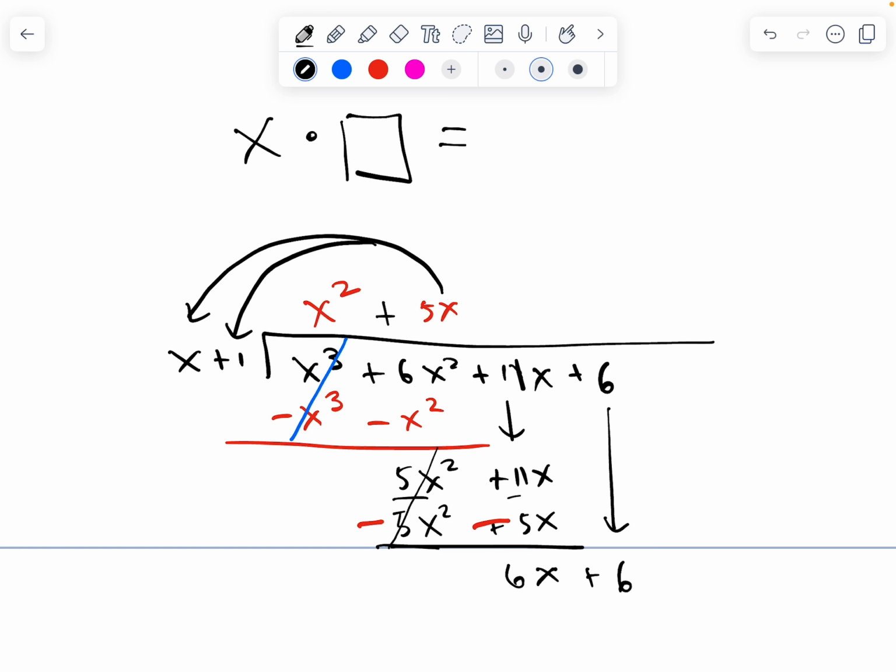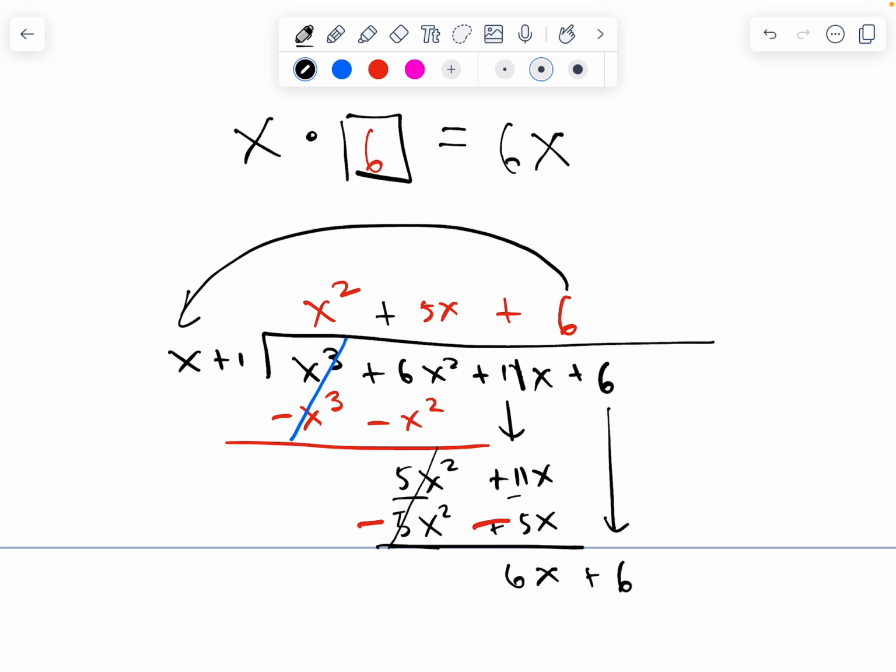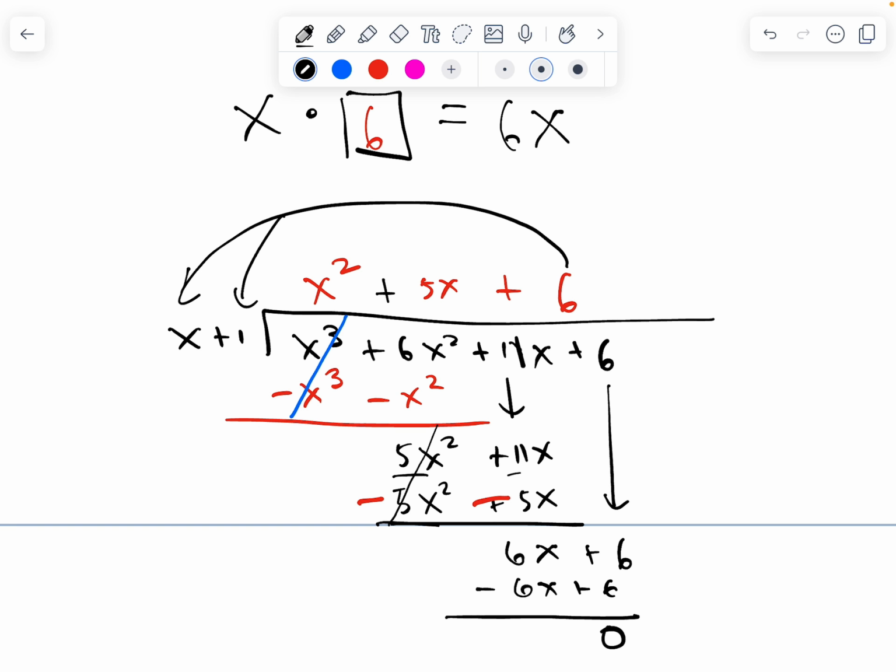Okay, so we're saying x times what is going to be 6x? And you've already thought of the answer to that. X times 6 is 6x. And so we're going to put the 6 right here. Okay, and just like before, last step is we're going to multiply the 6 by both of those things. That's going to give you 6x plus 6, and you're going to subtract, and you're going to get a 0 remainder. So because we get a 0 remainder, we know that x plus 1 is a factor of the polynomial.